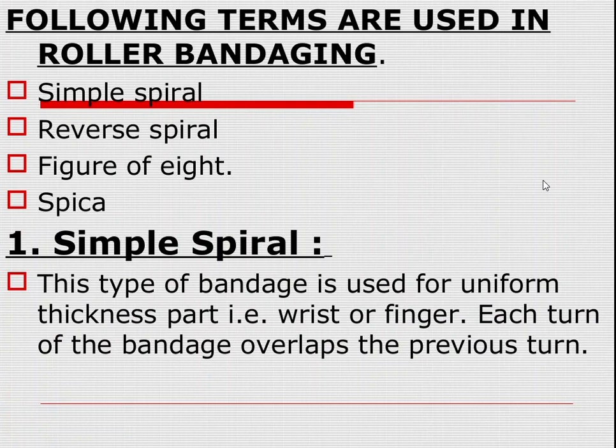Next, the roller bandages. The types of roller bandage are simple spiral, reverse spiral, figure of 8, and spica. Simple spiral: simple means very simple, and this type of bandage is used for parts of uniform thickness, for example a wrist or a finger, where the thickness is the same. At that time a simple spiral bandage can be used. Each turn of the bandage overlaps the previous turn. Overlapping rounded turns can be used.